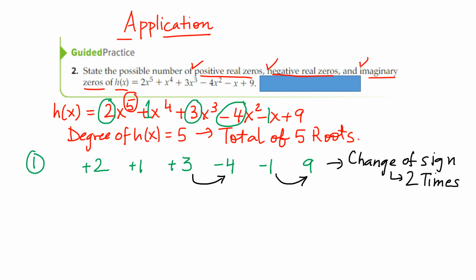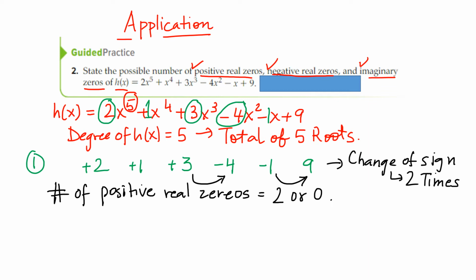So what we can say from here, if we apply Descartes' rule of signs, is that the number of possible positive real zeros are going to be 2 or less by an even number. So 2 or 0. Okay, that completes the first part of Descartes. Let's move to the second part.